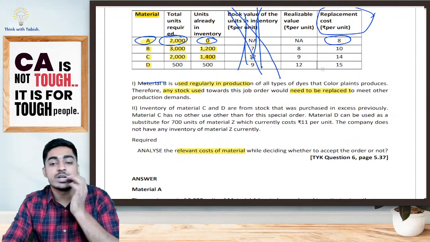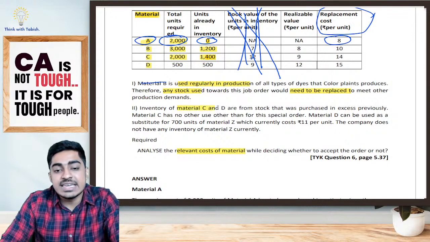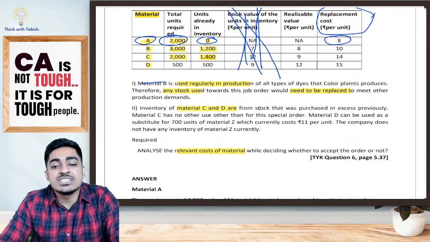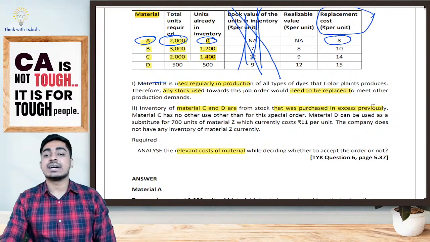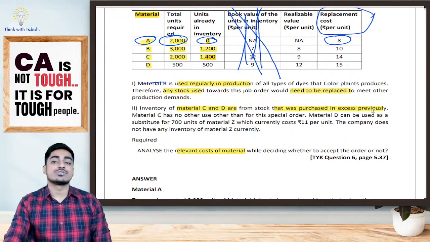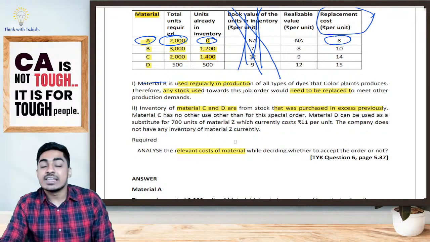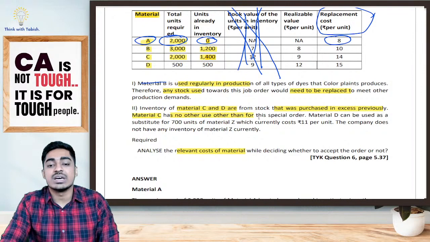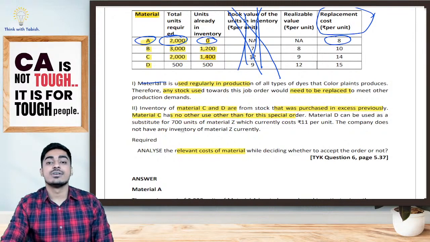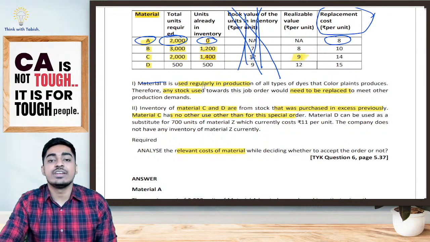But for the 1,400 units which are already there, now look at this. Raw material C and raw material D are from a stock that was purchased in excess previously. We had purchased it extra. It is not regularly used. So what are we planning? We are planning to sell it off as scrap. Material C has no other use other than for this special order. If we sell it off, the scrap value will be 9 rupees per unit.